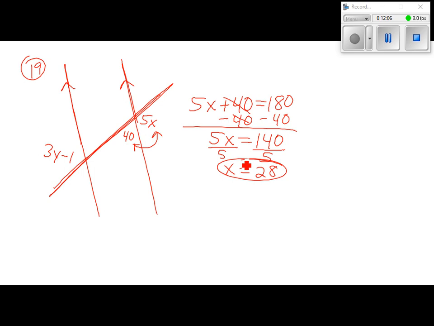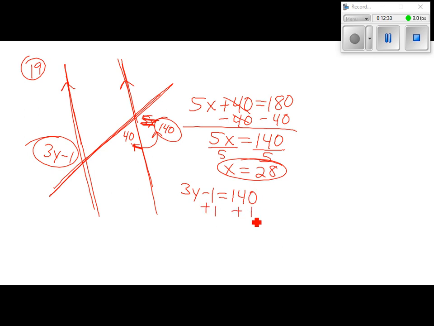Now if I know that this angle is 40, something that might make it a little easier is, once I know that angle is 40, instead of 5x right here, I know that this angle is 140. This angle and this angle are alternate exterior angles, and if these two lines are parallel, then they have to be congruent. So 3y minus 1 has to equal 140. I solve that, add 1 to both sides, I end up with 3y equals 141.